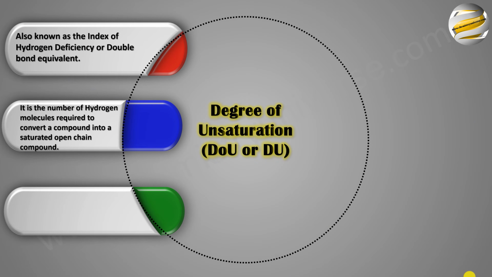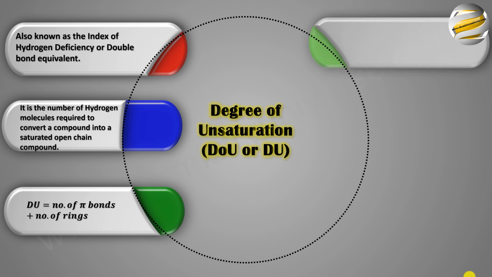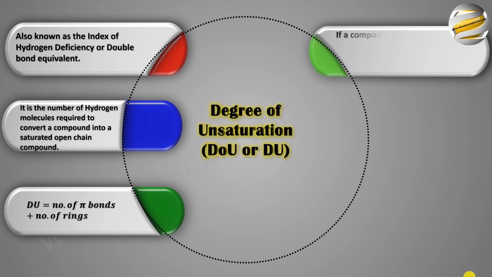The third part: DU is generally the number of pi bonds plus rings, and there's a formula for that. If a compound has a formula CaHbNcOdXe, where C is carbon, H is hydrogen, N is nitrogen, O is oxygen, X is halogen, and a, b, c, d, e are the number of these elements in the compound, then DU is calculated as carbon plus 1, that is a plus 1, minus half of hydrogen plus halogen minus nitrogen. Remember, oxygen has no role in it.